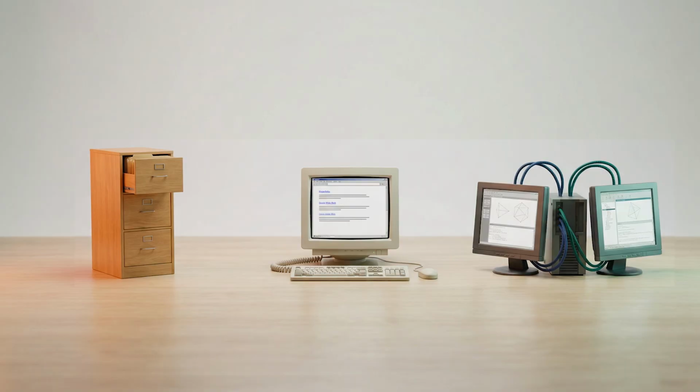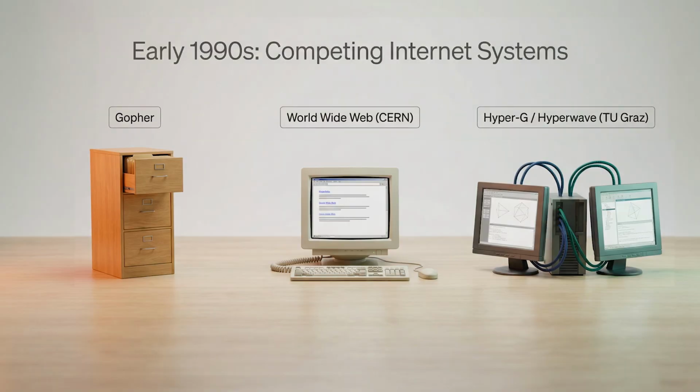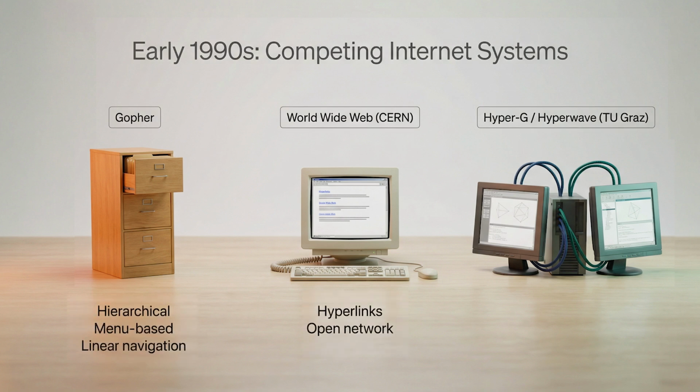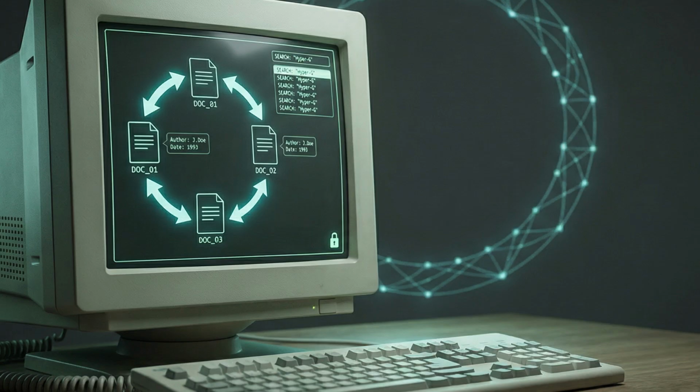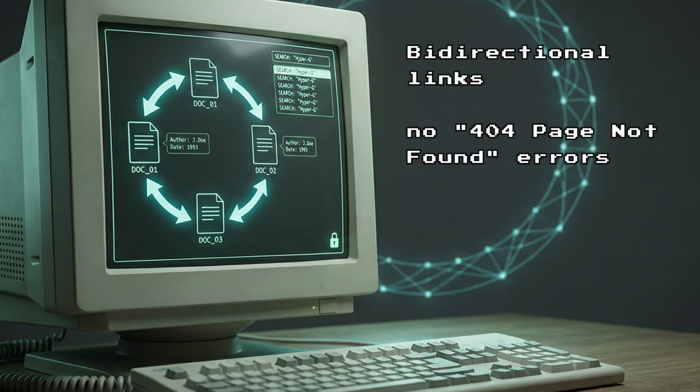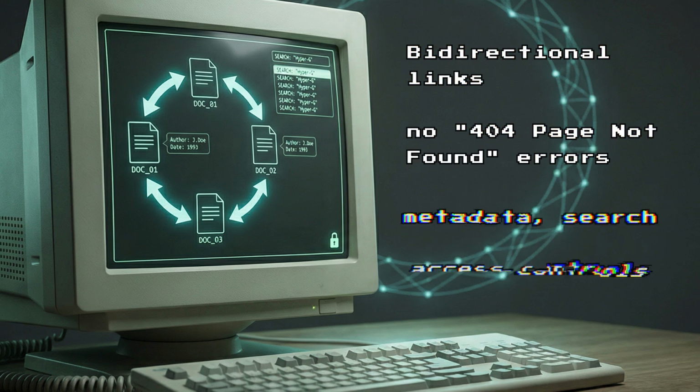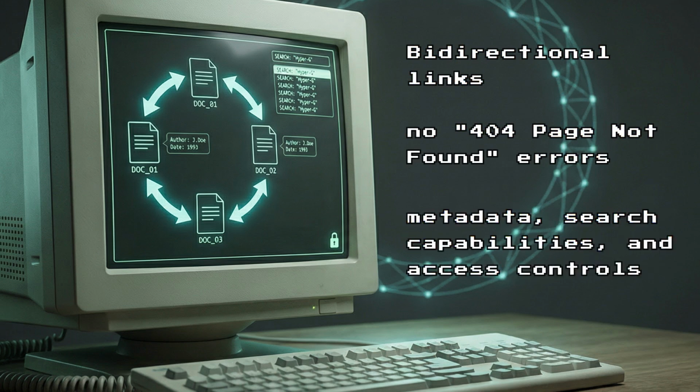By the early 1990s, three systems were competing to be the future: the University of Minnesota's hierarchical Gopher, the World Wide Web from a team at CERN, and Hyper-G, later Hyperwave, a project by TU Graz. Hyper-G was by far the most powerful. It offered bidirectional links, which meant no 404 page not found errors. It had sophisticated metadata, search capabilities, and access controls, making it a powerful knowledge management system.